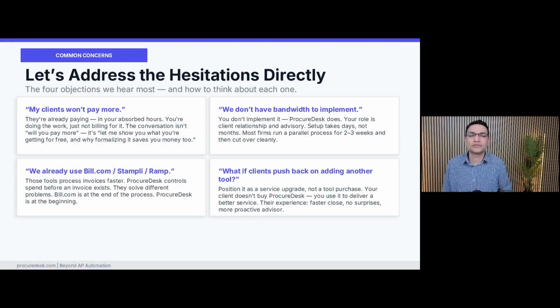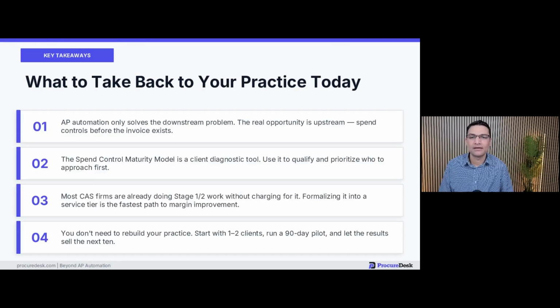What if my client pushes back on adding another tool? Honestly, in our experience, we actually consolidate all these tools into a single tool. Rather than having one for expenses, one for budgeting, one for invoices, one for purchase requests, we bring it all together in a single platform that sits on top of the accounting system. So we are in fact sometimes consolidating rather than adding. Those are some of the things you might see and how to address that.